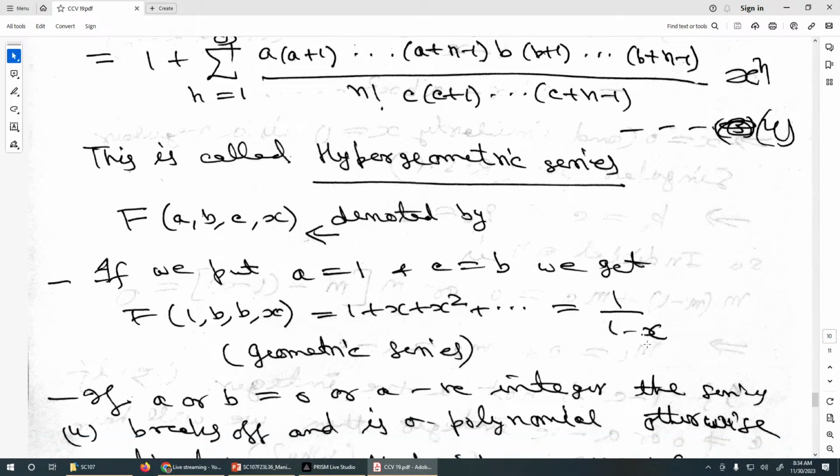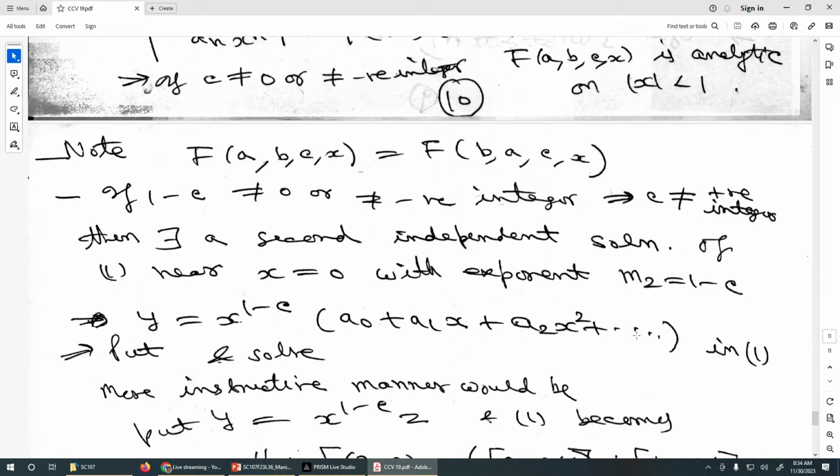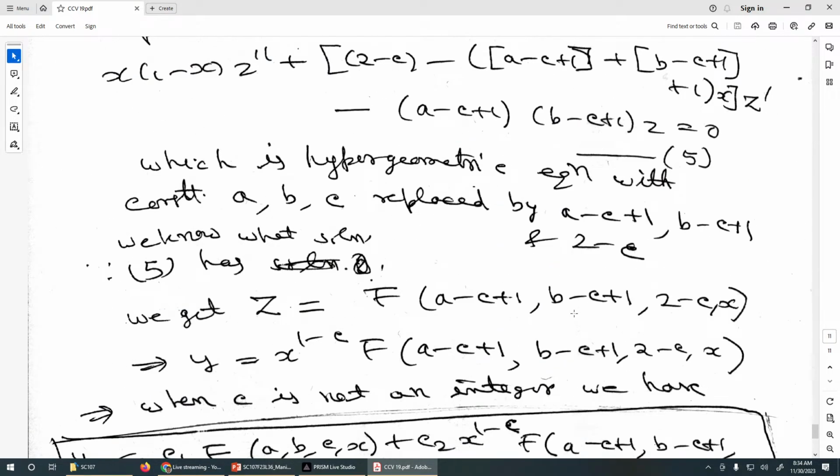You see 1 over 1 minus x. If a is equal to 1 and b is equal to c, we get the geometric series 1 plus x plus x square and so on, an infinite series, right? So these series solutions are really useful. Once you have a differential equation, assume that the solution is of the form of a series, substitute it and solve it, okay? And now you can see that there are some interesting relationships also.